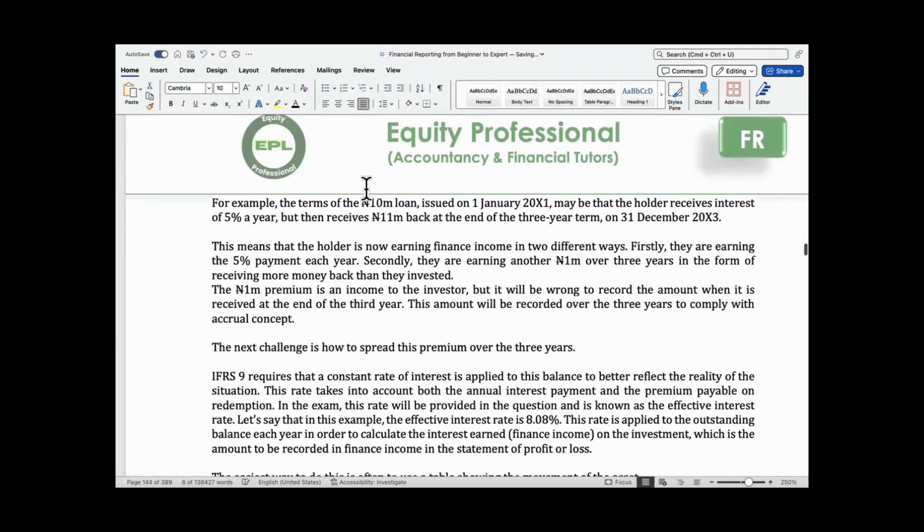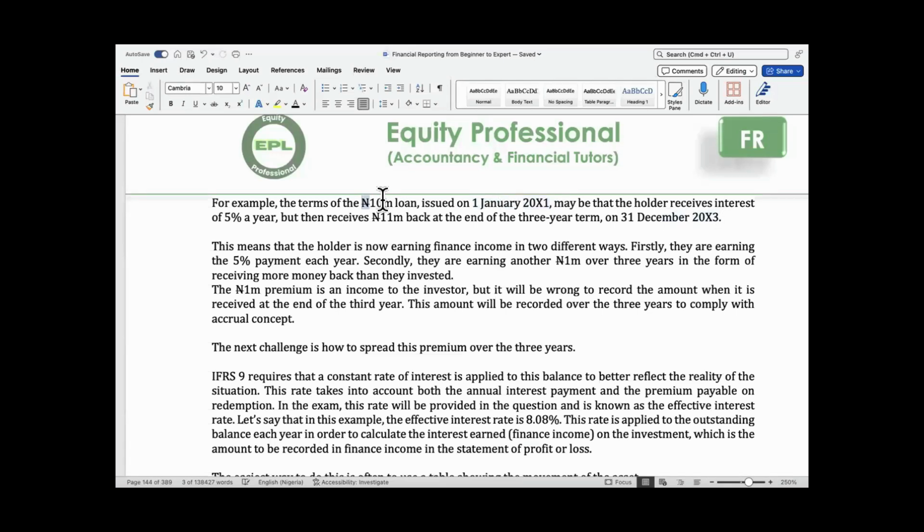However, let's assume that, this is another example. Let's assume that the terms of the loan is now a 10 million naira loan, which was issued on 4th January 2001. The holder will get 5%, and you are going to get 11 million back at the end of the third year, which is 31st December 2003. Okay, let's say this is the scenario.